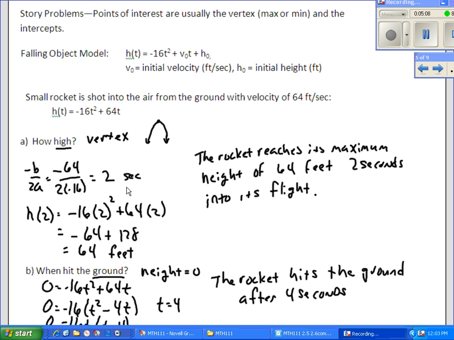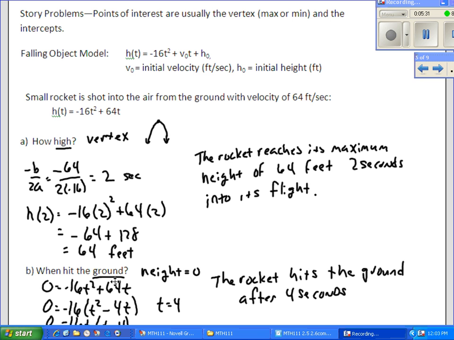And to get the height, we have to plug the time back into the function and calculate height, which in this case is 64 feet. So the rocket reaches its maximum height of 64 feet 2 seconds into its flight. And of course, I've given more information in my answer than was actually asked for. The only piece of information I really needed to give is that the maximum height was 64 feet.